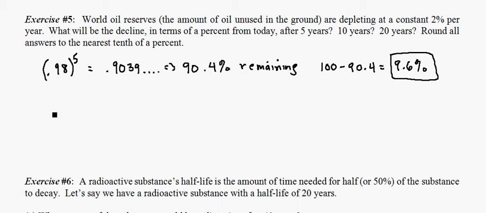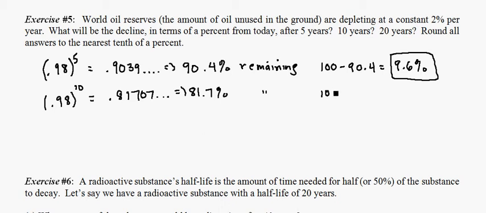All right, let's take a look at the rest of the problem. All right, so after 10 years, very similar approach. I'm going to have 0.98 to the 10th. That's going to give me 0.81707, etc. Right? That means that I had 81.7%, I'm just going to put some air quotes here, remaining, which means I have 100 minus 81.7, or 18.3% decline. So I've lost 18.3%.